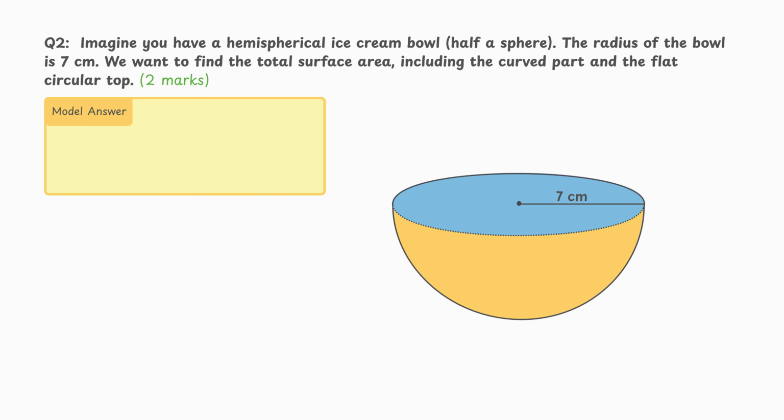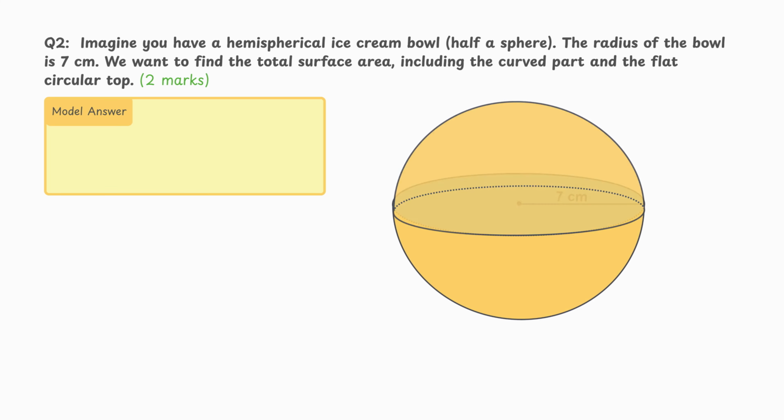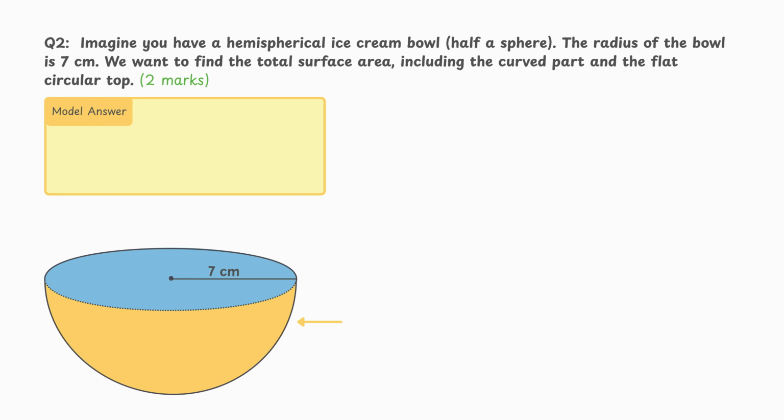First, let's look carefully at the diagram. We can see a hemisphere. A hemisphere is half of a sphere. The yellow part shows the curved outside of the bowl. The blue part at the top shows the flat circular face. Because the question says total surface area, including the curved part and the flat circular top, we must include both parts. So we're not just finding the curved surface area, we are finding the whole outside area of the hemisphere.